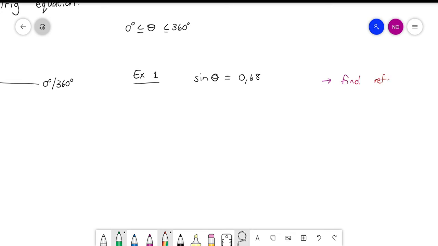Find the reference angle. So that you do by saying shift and in this case sine.